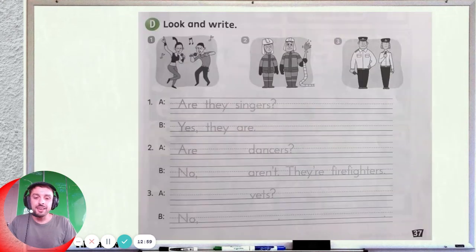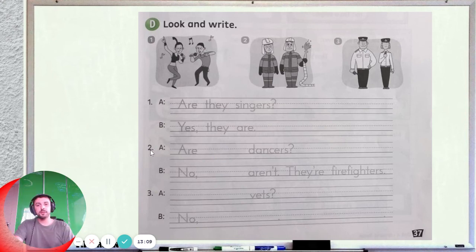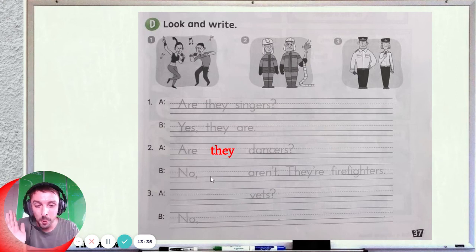And the last one, activity D, can you look and write? We need to look at the pictures and then write the missing words. Let's look at number 1. Are they dancers? Now look at number 2. What word goes here? Because there is more than one, we say, are they dancers? Then can you write the missing word? No, they aren't. They are firefighters. So what is the missing word? Okay, let's look at number 3. I'll help you with number 3.